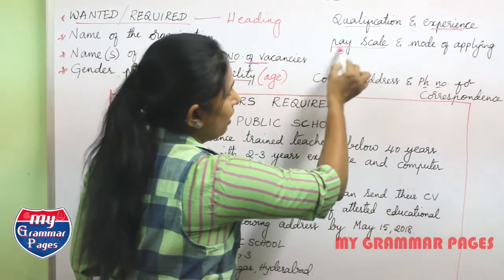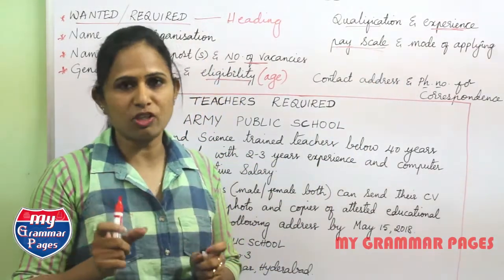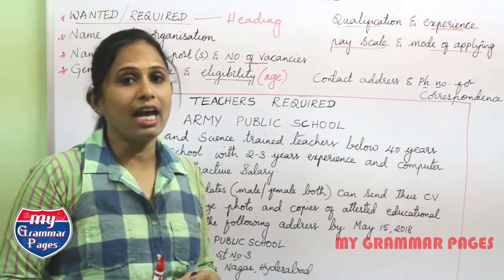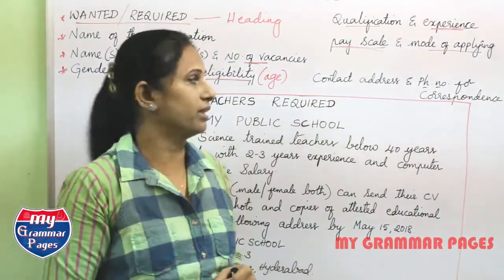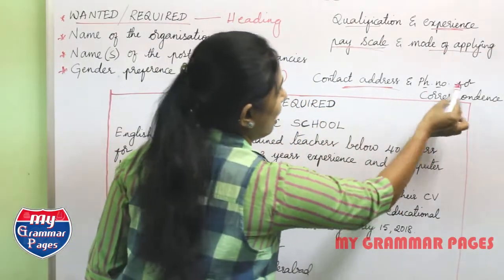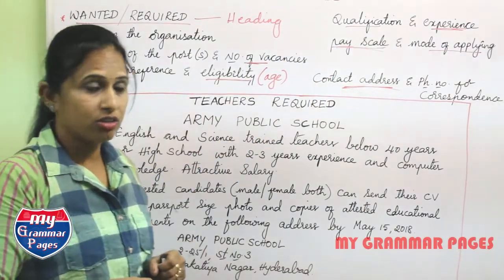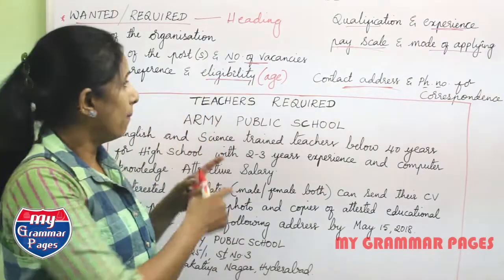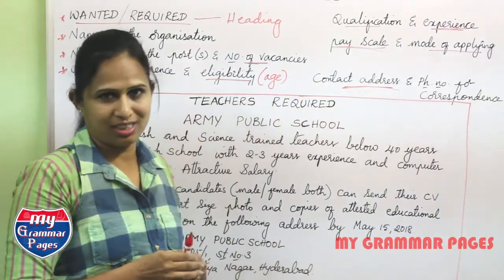Next comes the pay scale. If you want to give a particular figure, you can, or else you can just mention attractive salary. And then the mode of applying, which can be through postal or through email; you have to give it in particular. And the last one is the contact address as well as the phone numbers for correspondence. These are the main features to be remembered. My dear children, it's very easy to write a classified, but you need to learn these features by heart before you sit for the examination.